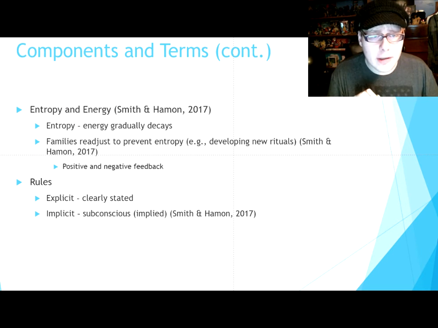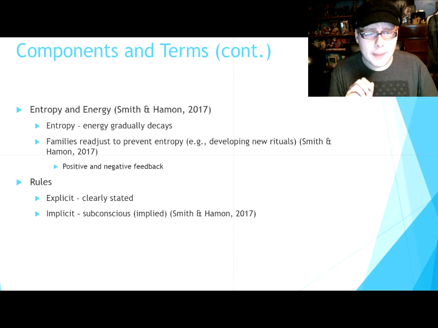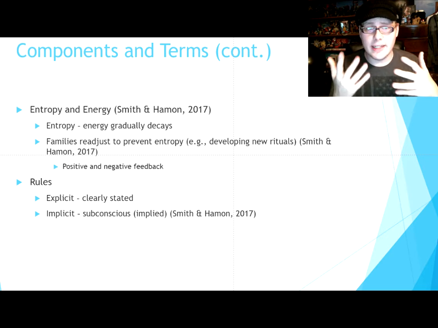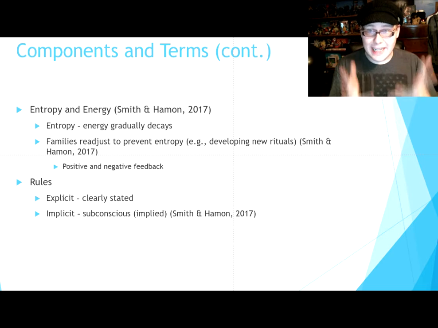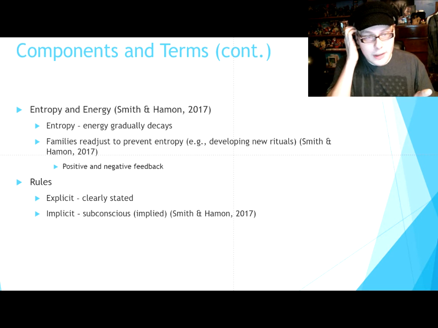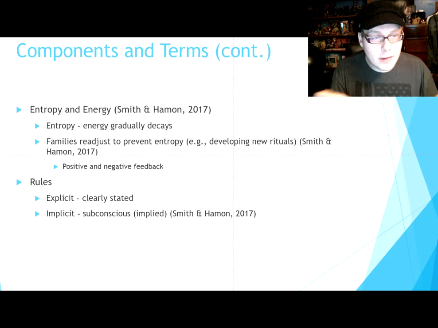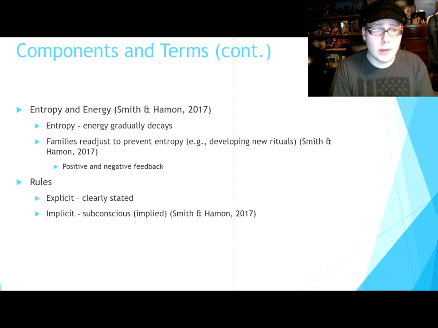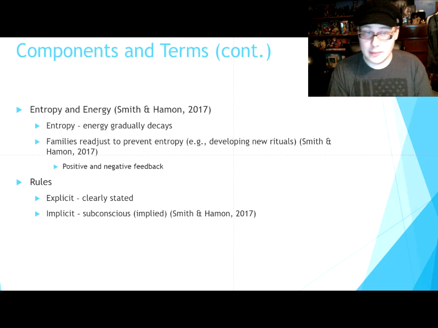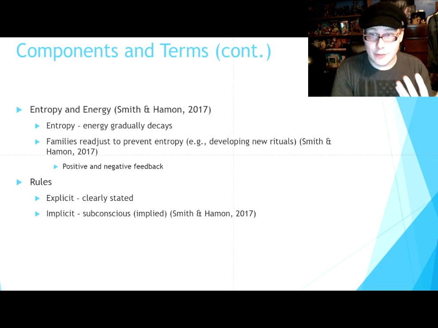What do we have here? Next, we are covering entropy and energy in a family system. Entropy is obviously the gradual decay of energy. Families readjust to prevent entropy. For example, developing new rituals, and that can result in positive or negative feedback.